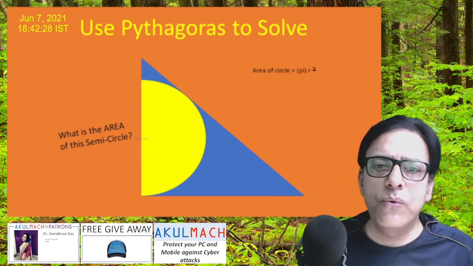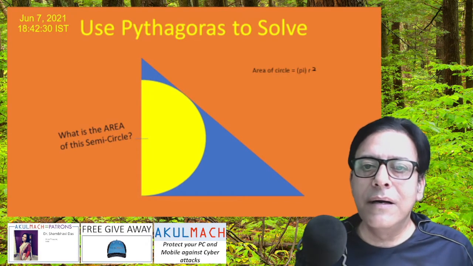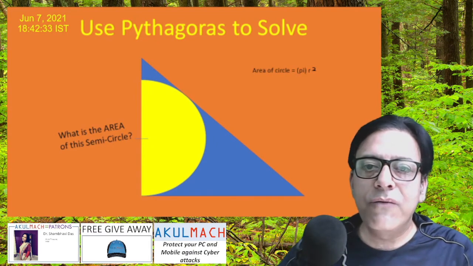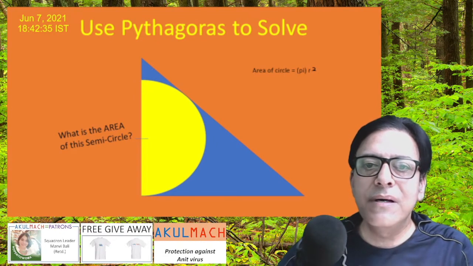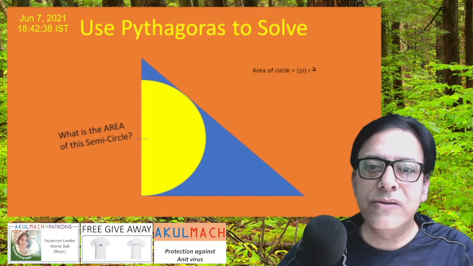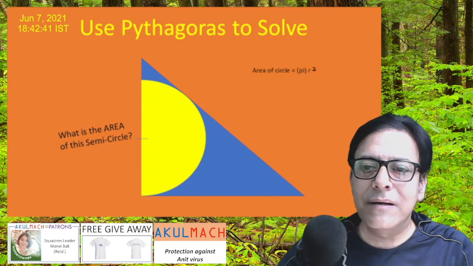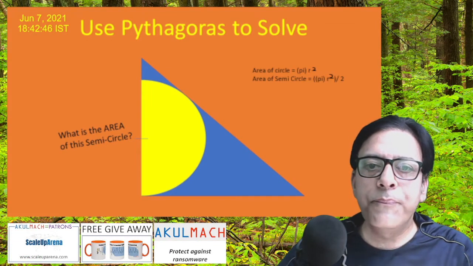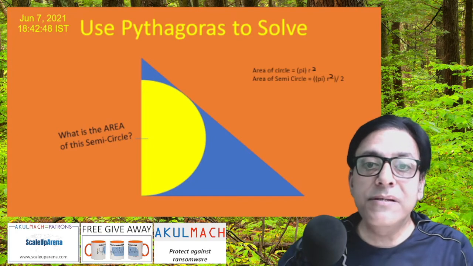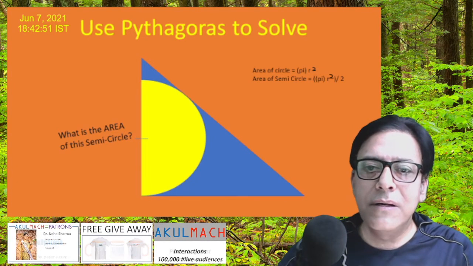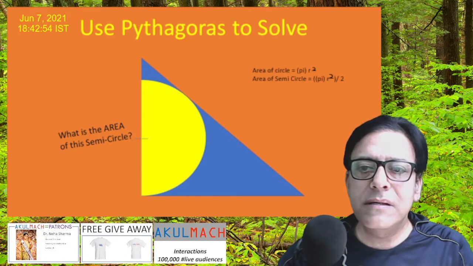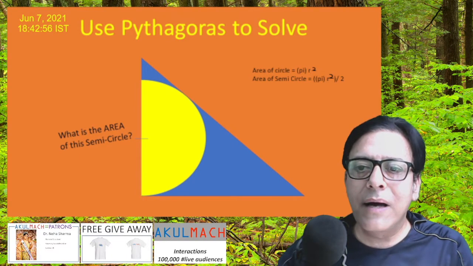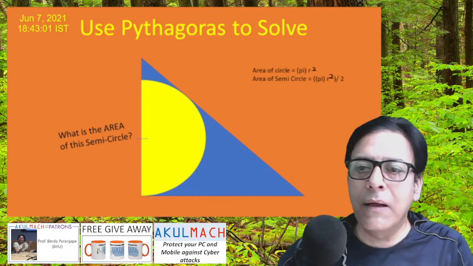So first of all, we need to know what is the formula for a circle. The formula for finding the area of a circle is pi times r square. R stands for the radius of this circle. So having figured that out, let's look at what will be the area of a semicircle, because here it's a semicircle. The answer is very simple. It is divided by 2. So pi r square divided by 2 will be the area of this semicircle. All right, let's proceed further.